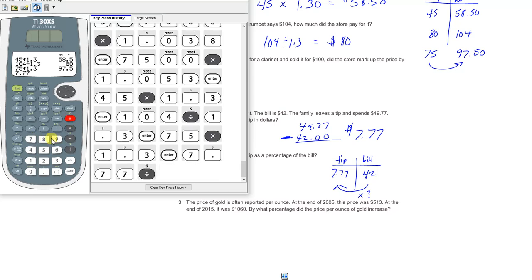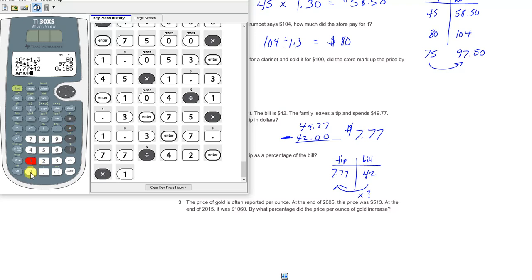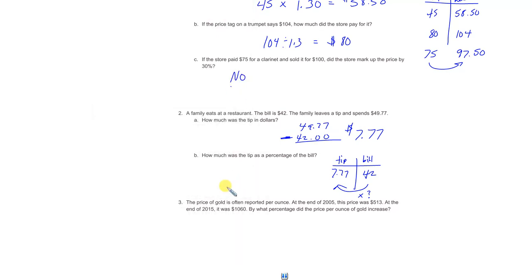7.77, and you divide by 42, and that will tell you the percentage, which is a decimal move two places to the right, or you can multiply it by 100. That'll do that for you. 18.5% tip. And that's number 2.